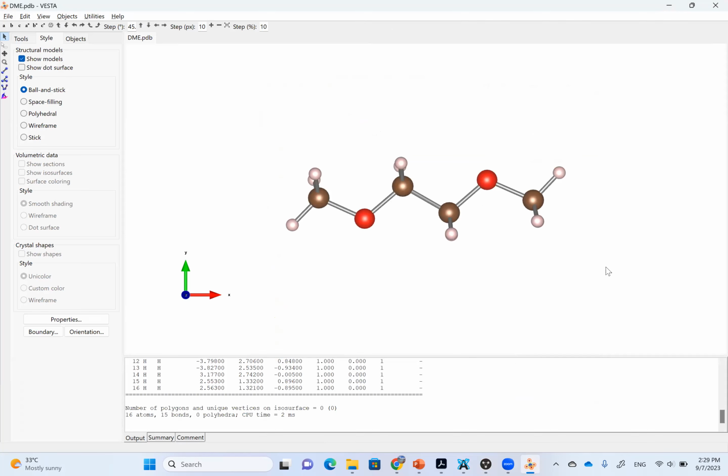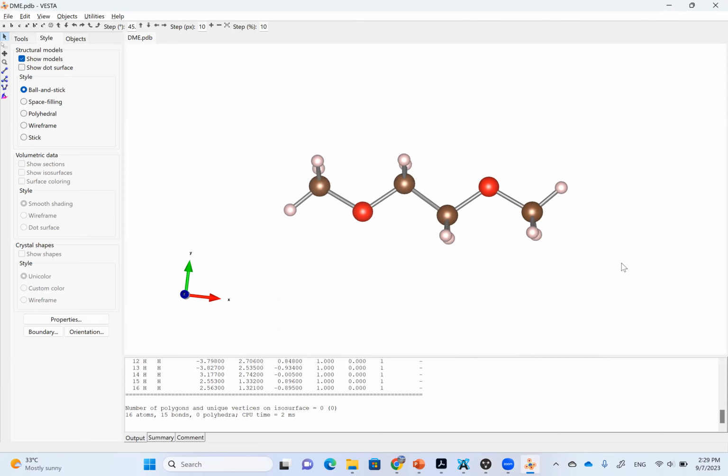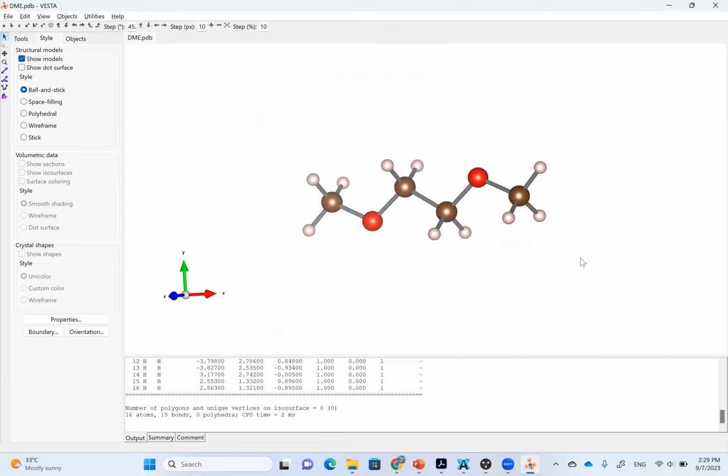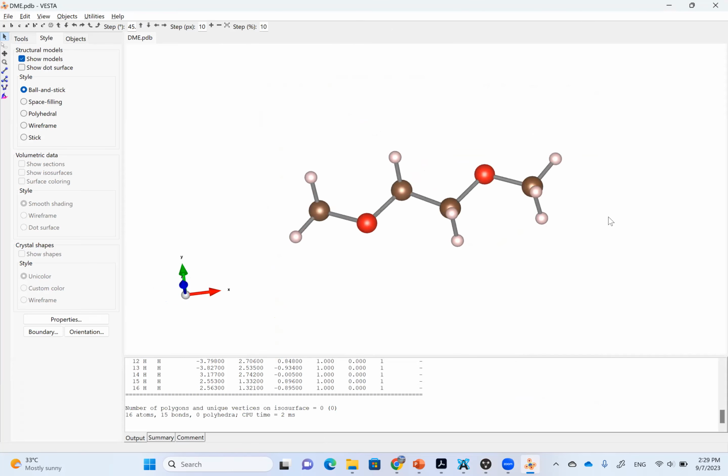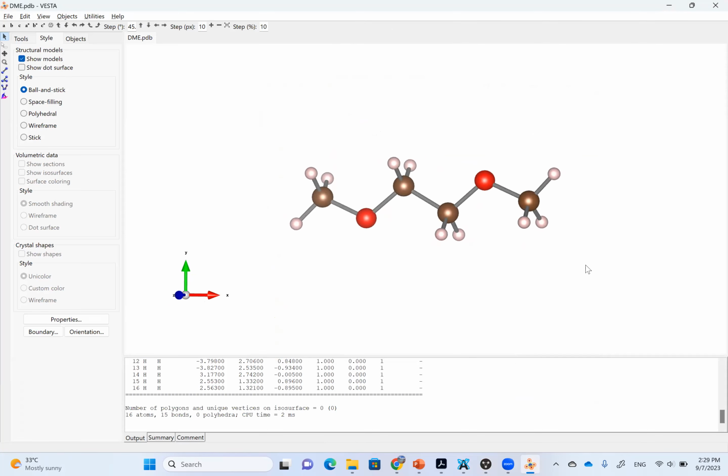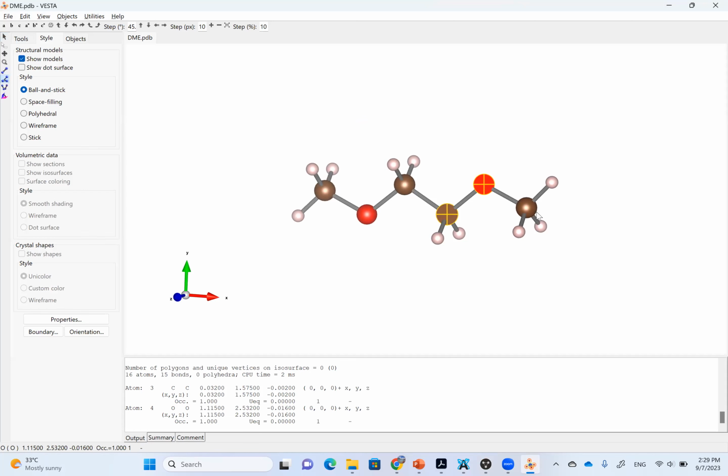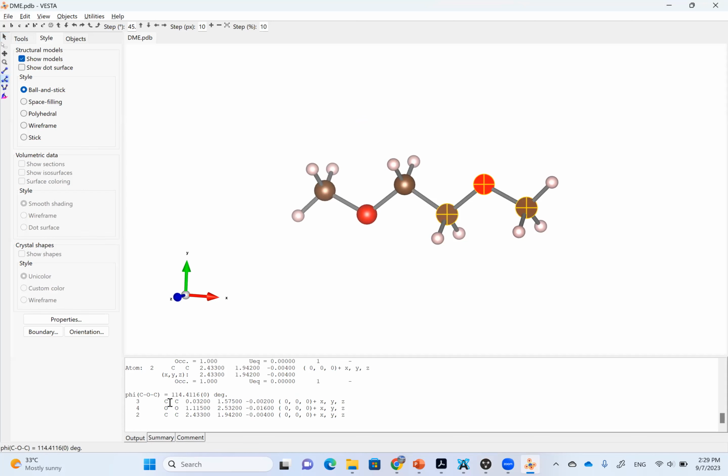So we see the molecule now in the Vesta version, right? So this is what DME looks like in Vesta. You can still see the zigzag geometry, and the bond lengths and bond angles all seem to make sense. So for example, if we measure the bond angle here, that's 114. I think that makes general sense for this kind of zigzag carbon-oxygen-carbon bond, right?